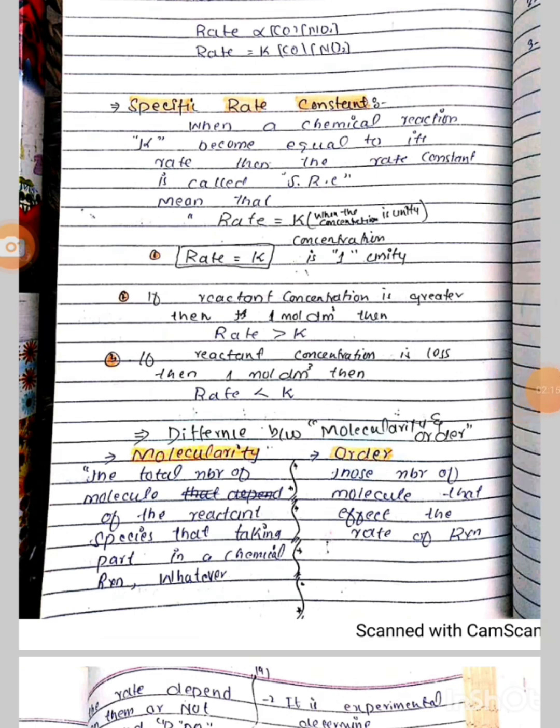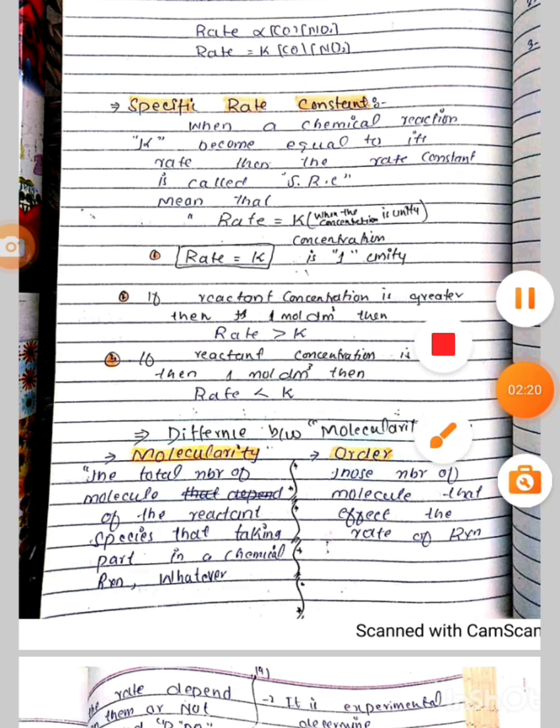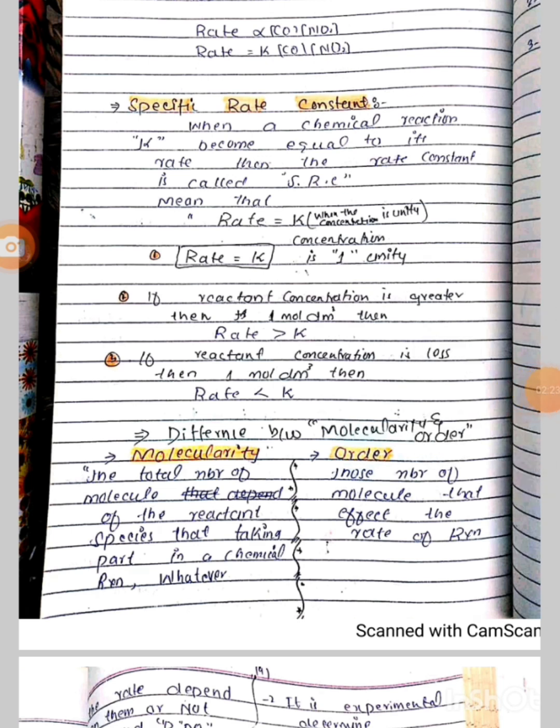Now here we discuss the main differences between molecularity and order. This is the molecularity and this is the order. The total number of molecules of the reactant species taking part in a chemical reaction is called the molecularity. The order of a reaction doesn't affect the rate of a reaction, and molecularity affects the rate of the reaction.